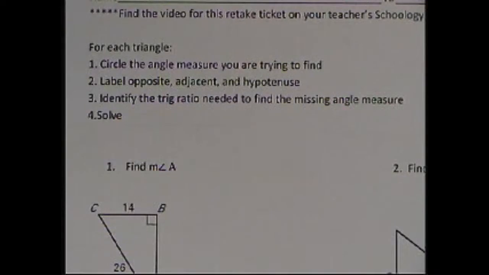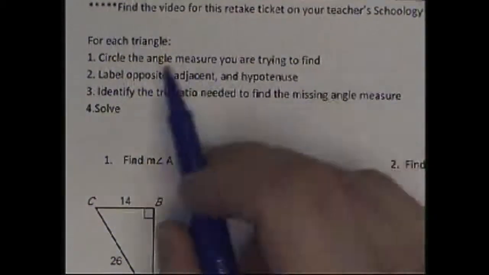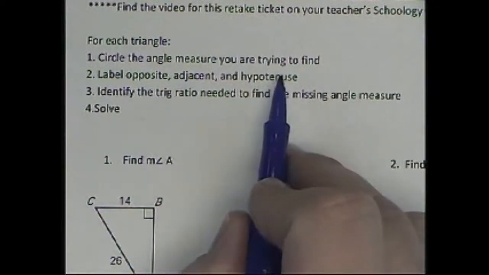Good morning. We're looking at learning target H Retake Ticket and want to go over first with you the directions here at the top of your retake ticket. Kind of a four-step process. The first thing you want to do is always identify the angle you're looking for. We like to circle the angle that you're trying to find.